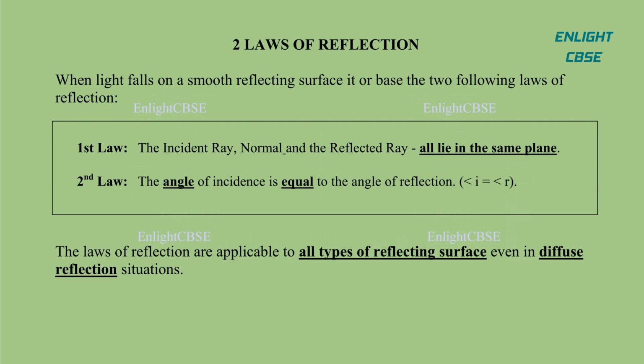Laws of reflection. When light falls on a smooth reflecting surface, 1. The incident ray, the normal and the reflected ray all lie in the same plane. 2. The angle of incidence is equal to the angle of reflection. Angle i is equal to angle r. The laws of reflection are applicable to all types of reflecting surfaces, even in diffuse reflection situations.